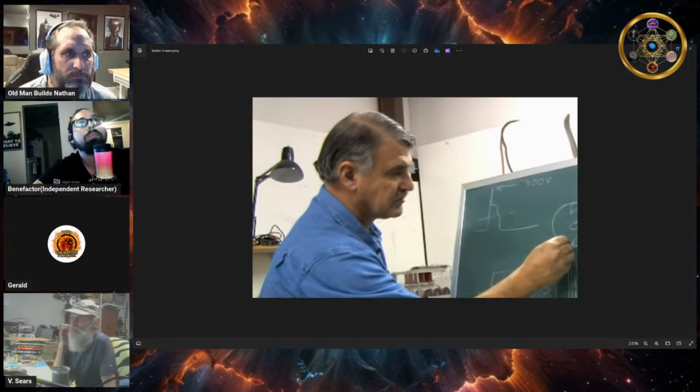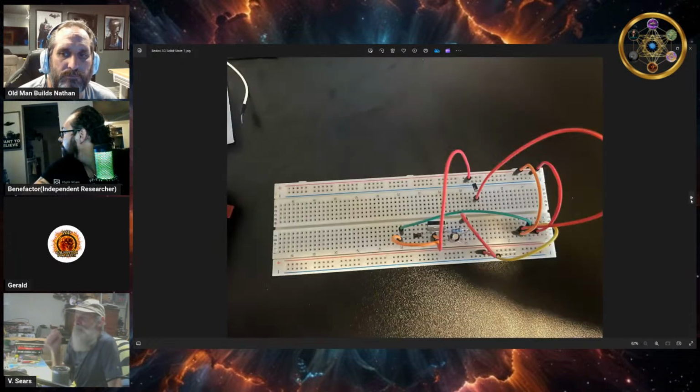Is there a capacitor in your circuit? You notice that spike on the screen there is 300 volts.